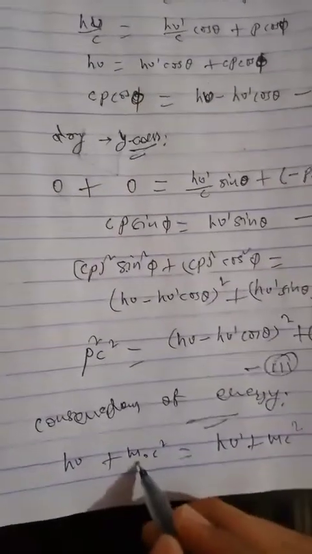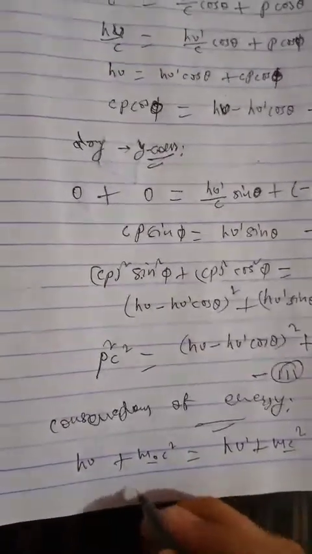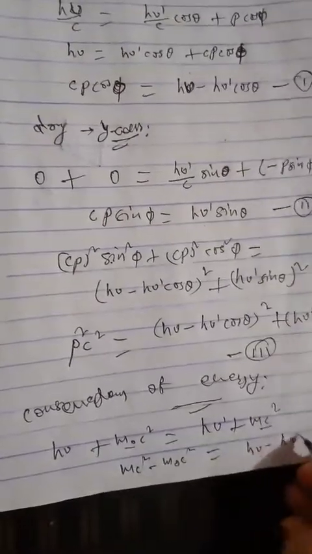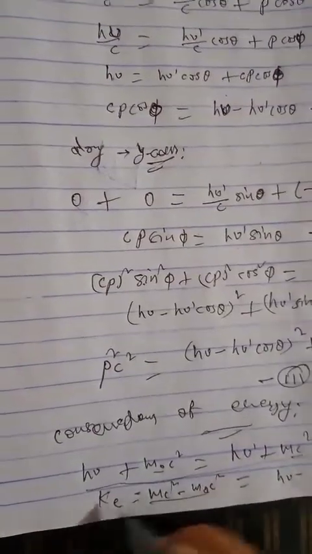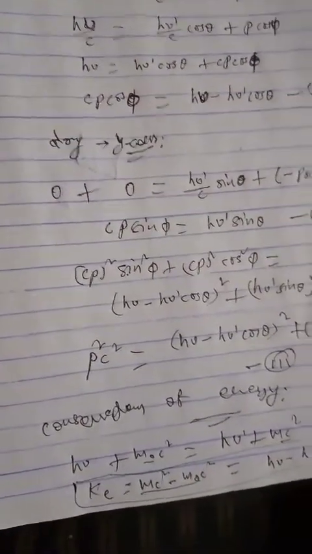From this equation, if you subtract this from this, it will be equal to the kinetic energy of the electron. I will tell you later how it is. So mc square minus m naught c square is equal to h nu minus h nu prime, and this term is equal to the kinetic energy of the electron. Remember it, we'll use this equation in a while. This is equation 4.